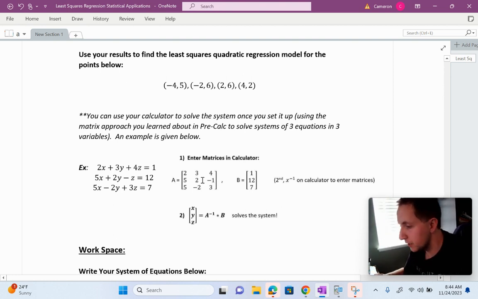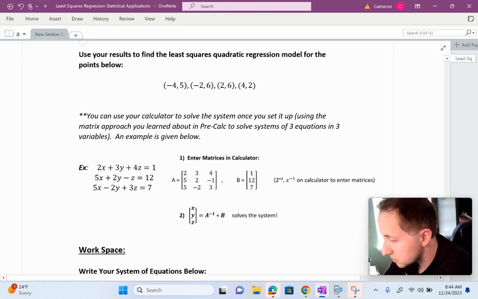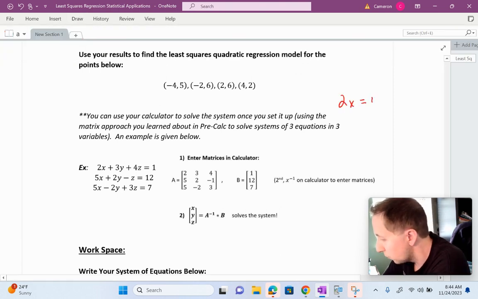Just to give you a little background, if you were solving something like 2x equals 4, you would multiply by the inverse of 2 on both sides, right? You'd multiply by 1/2, which is the multiplicative inverse of 2. You can do the same thing with matrices.